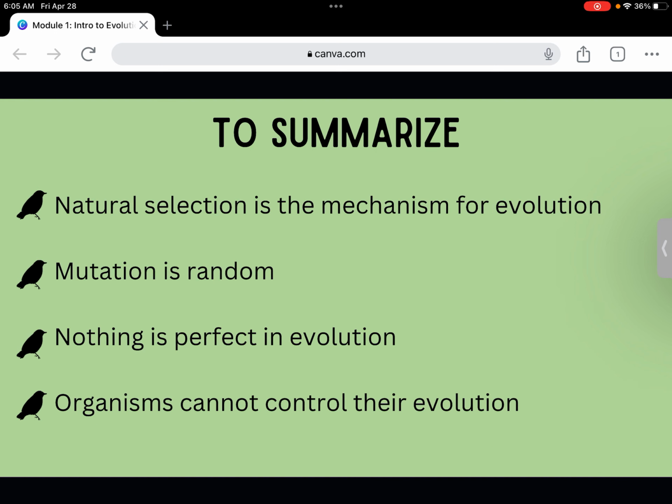So to summarize, natural selection is just a mechanism for evolution. We don't control that in a natural population. Mutation is random. Nothing is perfect in evolution, and organisms cannot control their evolution because the genes for evolution and natural selection to act on have to arise. You can't will them into existence.